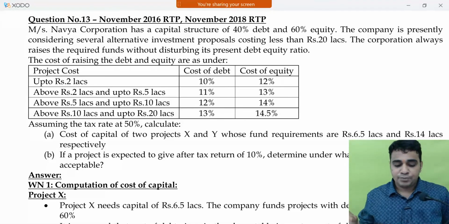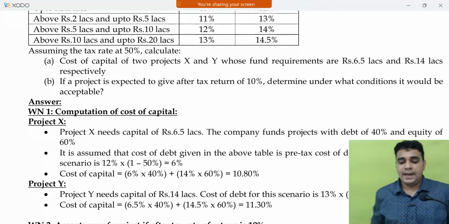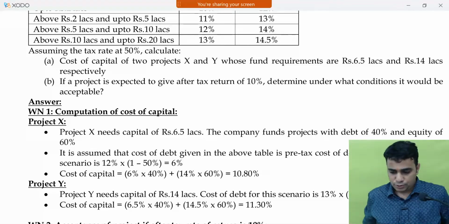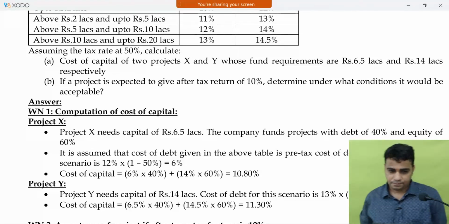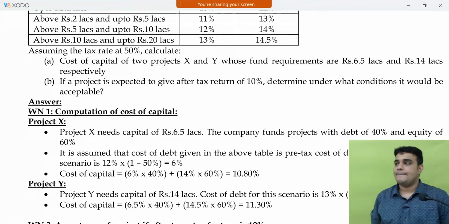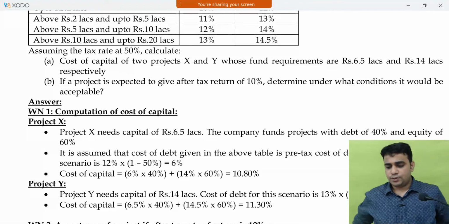Assume the tax rate. Cost of capital of two projects X and Y whose fund requirements are 6.5 lakhs and 14 lakhs respectively. If the project is expected to give a return of 10%, determine under what condition it would be acceptable. Go through the question. Quickly go through this.